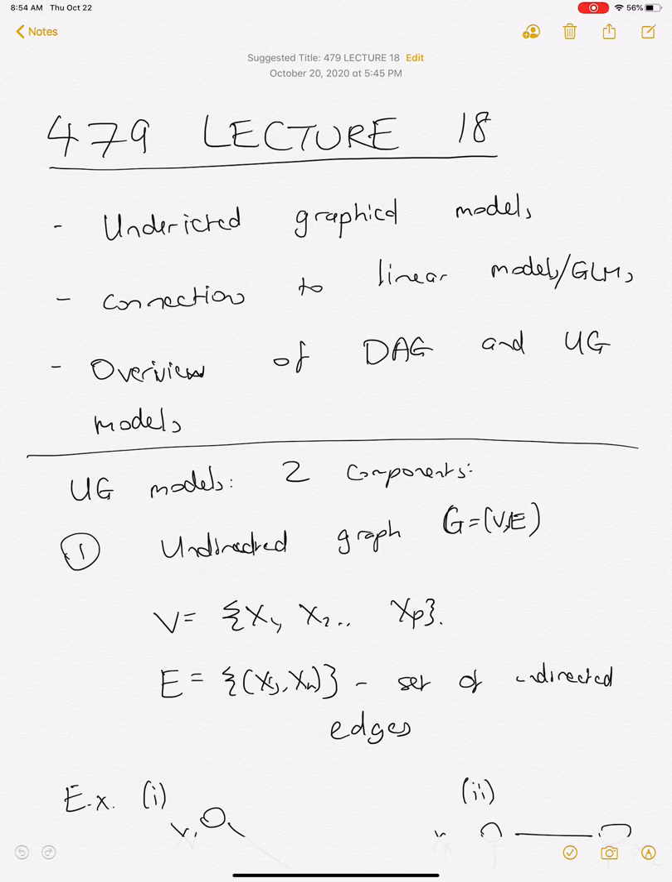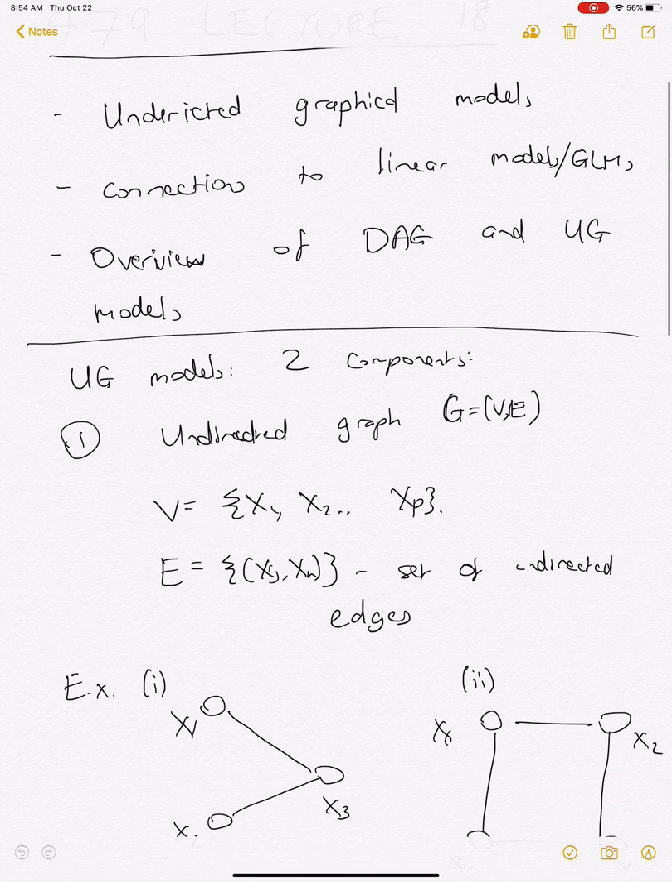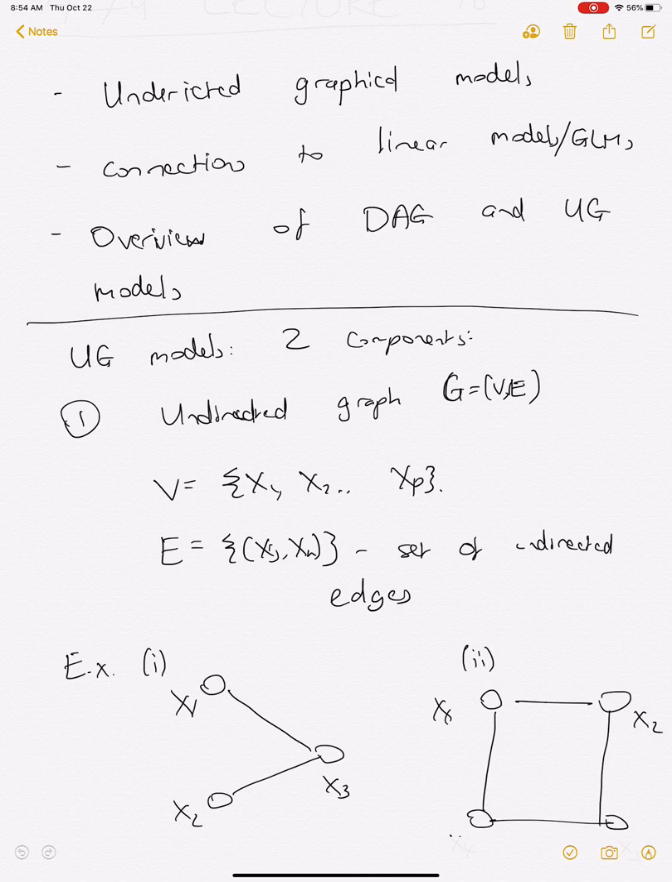So the last 4 lectures or so have really just focused on defining the models, and then we're going to move on to actually doing estimation and inference with these models. Just as a reminder, like all graphical models, there are 2 components: a graph and a distribution. So for undirected graphical models, there are 2 components.